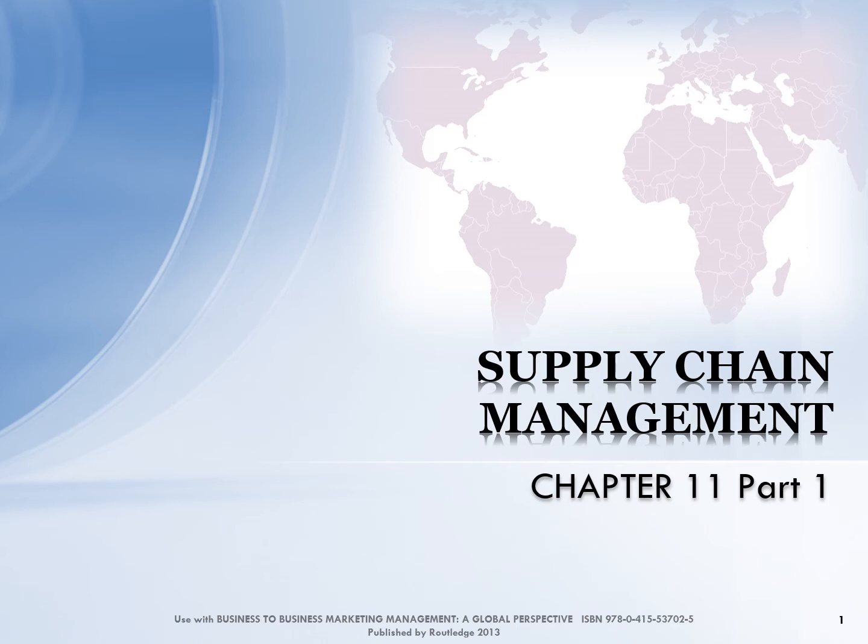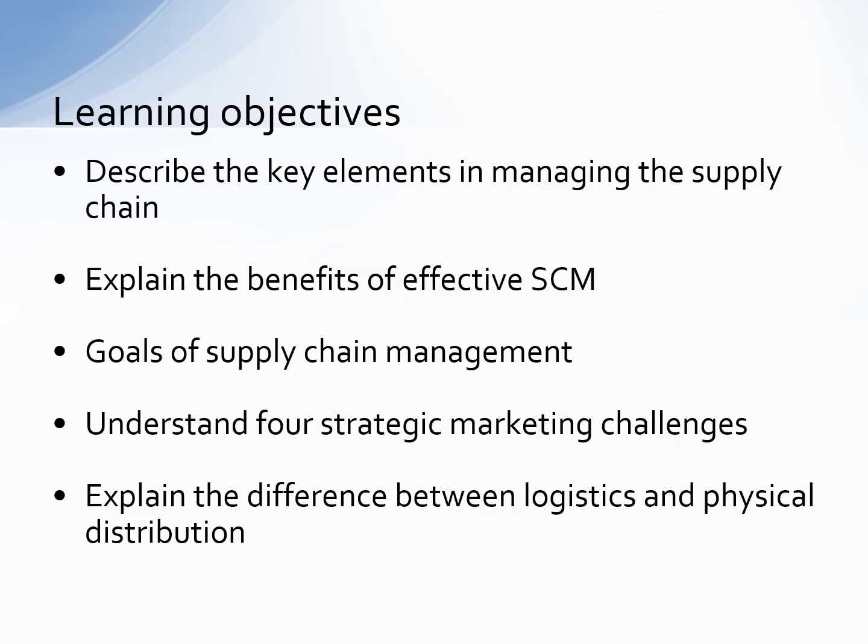Supply Chain Management, Chapter 11, Part 1. Learning objectives are: describe the key elements in managing the supply chain, explain the benefits of effective supply chain management, goals of supply chain management, understand 4 strategic marketing challenges, explain the difference between logistics and physical distribution.